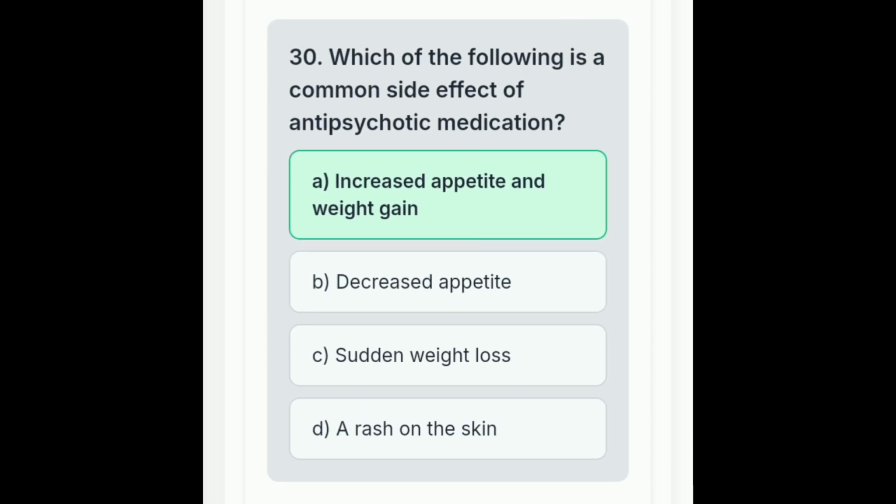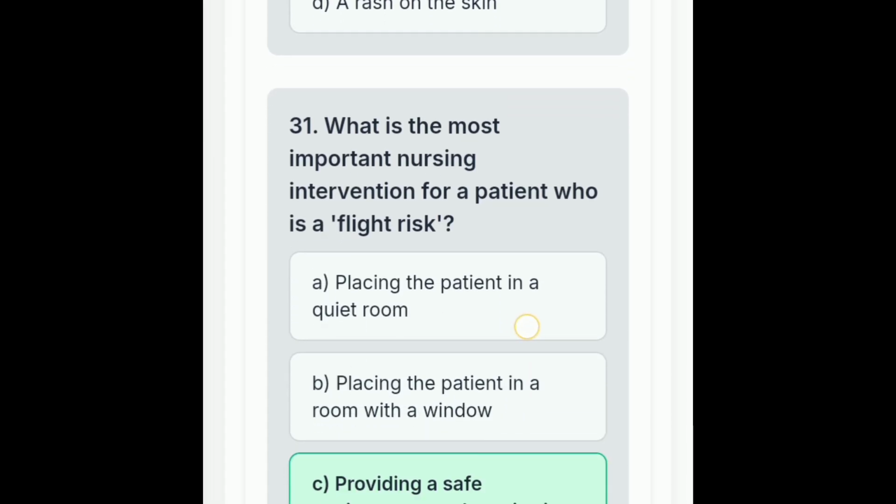Which of the following is a common side effect of antipsychotic medication? Option A, increased appetite and weight gain. Option B, decreased appetite. Option C, sudden weight loss. Option D, a rash on the skin. So A is the correct.